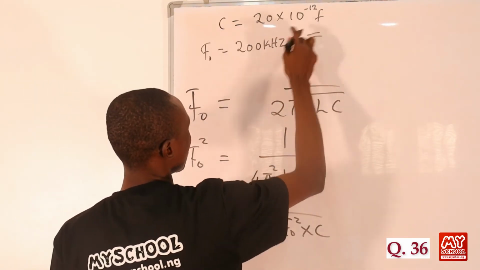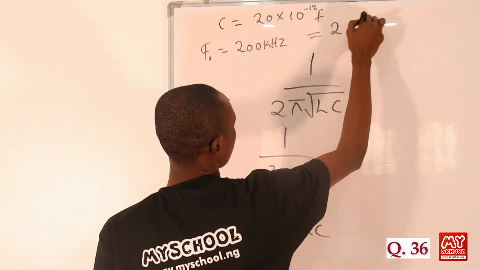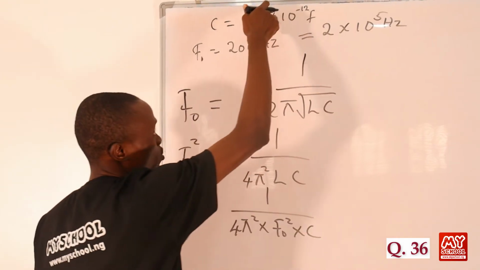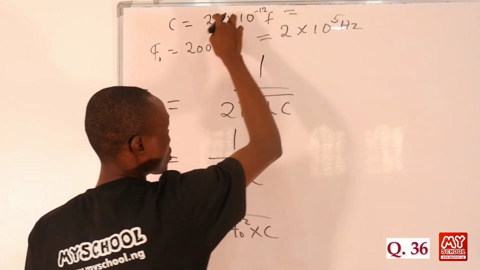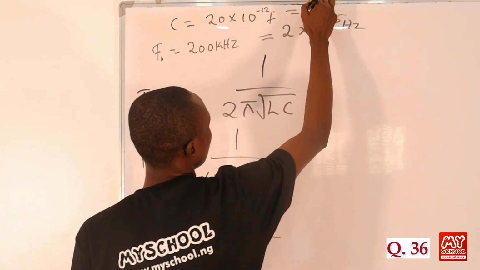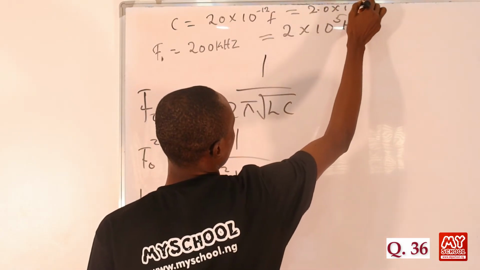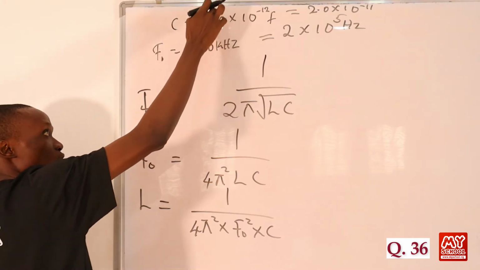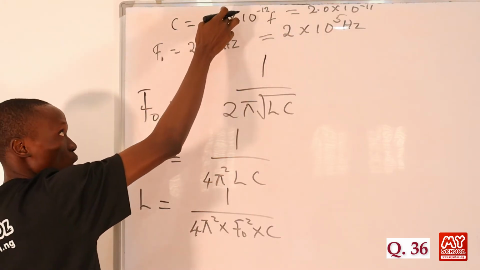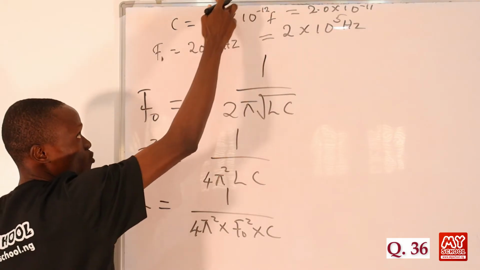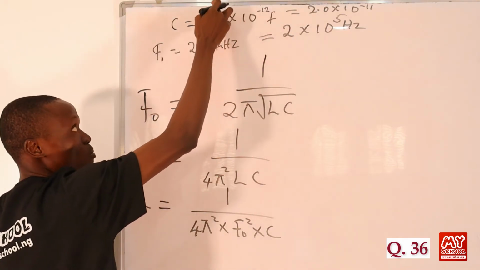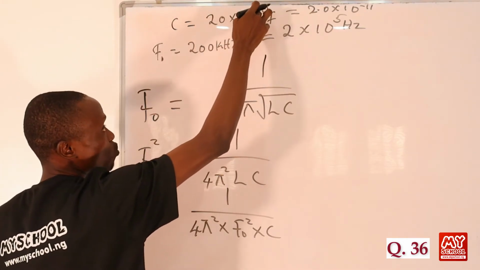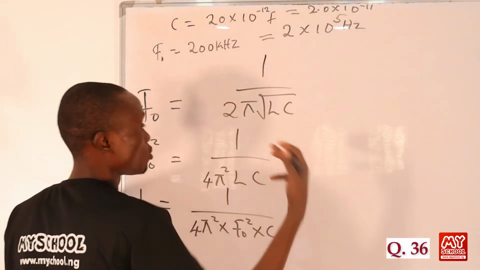If we put this in standard form, we'll have 2 times 10 raised to power 5. And if I also put the capacitance in standard form, because it is not in standard form actually, we'll have 2.0 times 10 raised to power minus 11. Remember, we move one place from our right to our left, and when we move from right to left, we add 1 to the power. In this case we only moved 1, so we add 1 to minus 12, which equals minus 11.